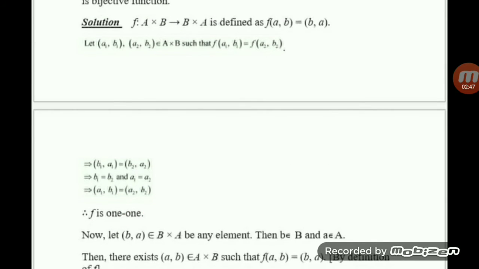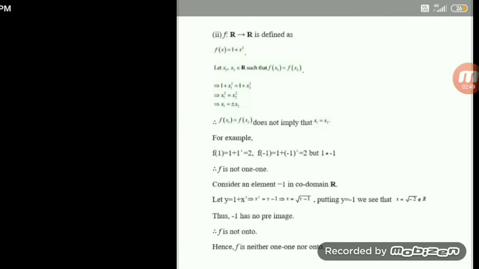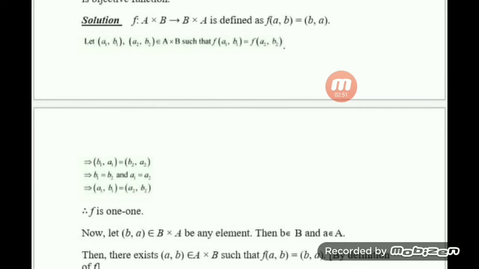So you see, you start with f of (a1, b1) is equal to f of (a2, b2) and we arrived at (a1, b1) is equal to (a2, b2). So your conclusion is f is 1-1.